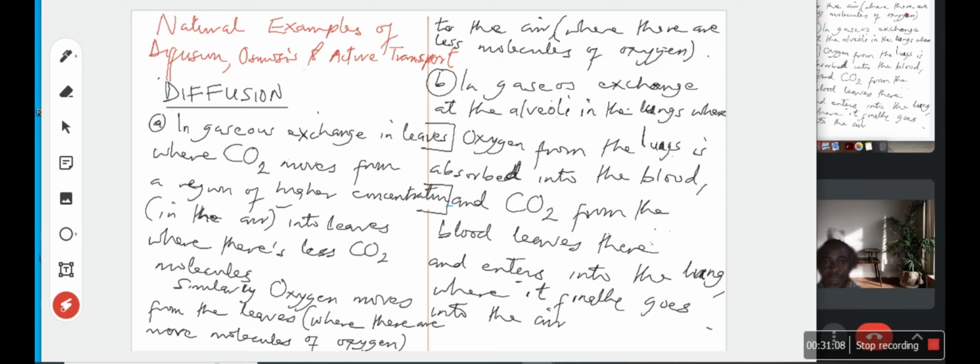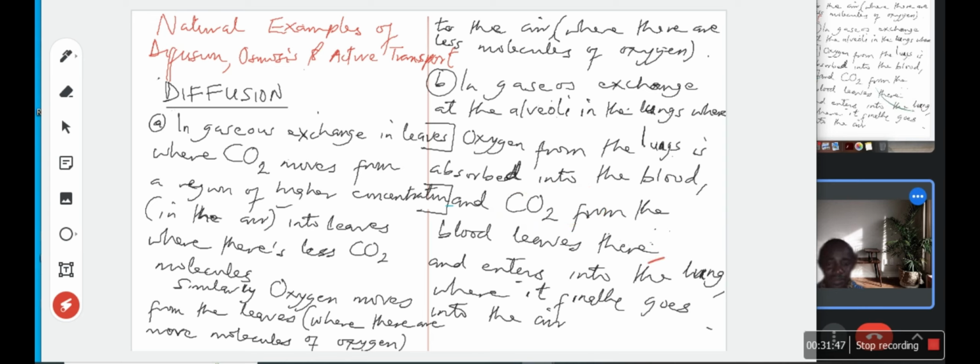Also, in gaseous exchange at the alveoli, in the lungs, oxygen from the lungs is absorbed into the blood, because you have more oxygen in the lungs than inside the blood. So it moves from a region of higher concentration in the lung to the region of lower concentration inside the blood. And then at the same time, carbon dioxide diffuses out from the blood into the lungs. In the blood, you have a lot of carbon dioxide, that's higher concentration. Then in the lungs, you have less.